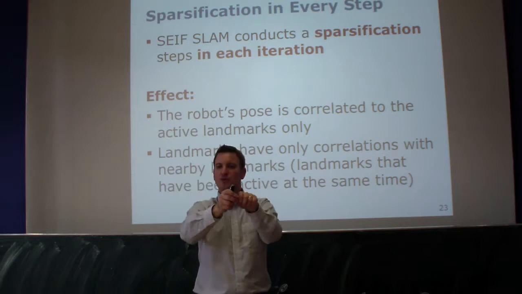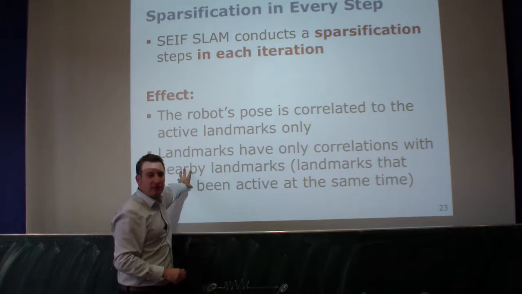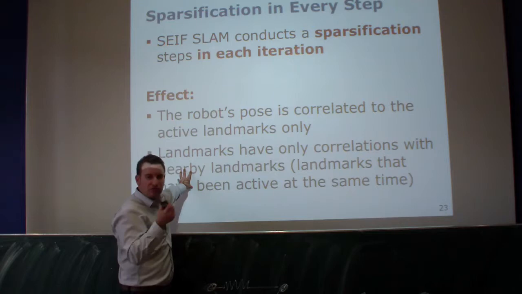If this wouldn't be the case, there would be no connection between you. So this explains intuitively the second effect here, that every landmark is only directly connected to a constant or a small number of other landmarks, and these are those which are nearby, because the nearby landmarks are those which have been seen at the same time and have been in the active set at the same time.